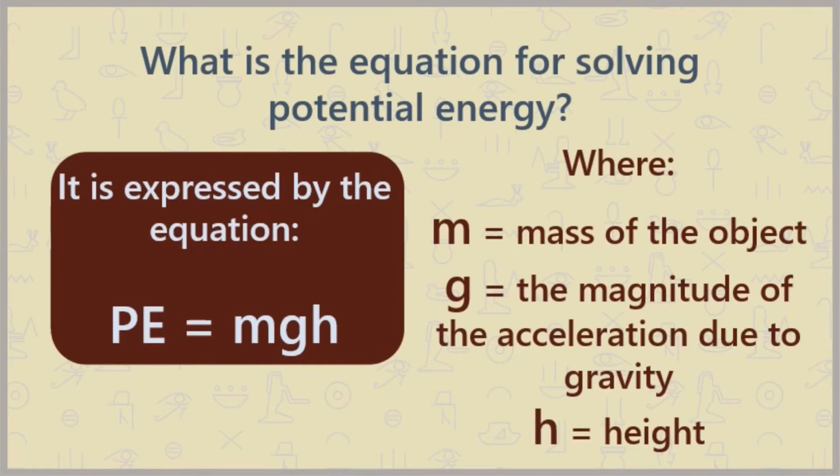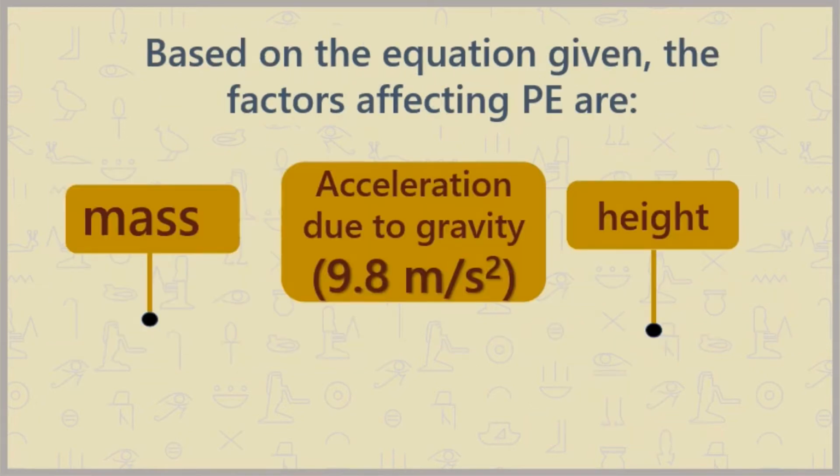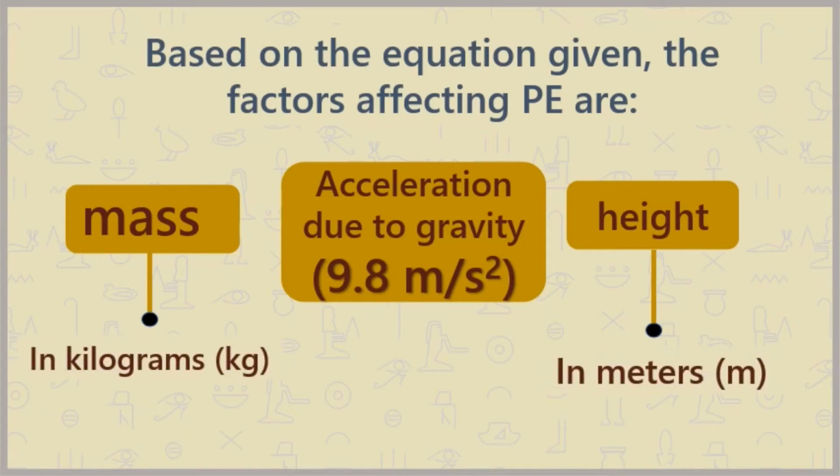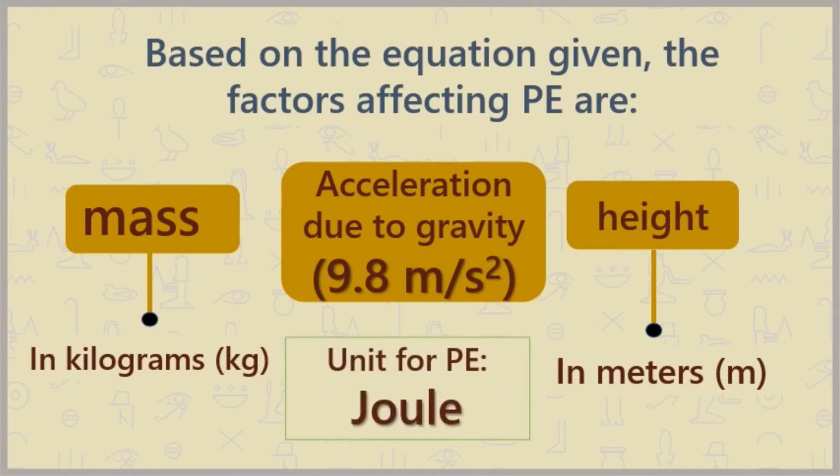Based on the equation given, the factors that affect potential energy are mass, height, and acceleration due to gravity. Now, as you can see, acceleration due to gravity is equal to 9.8 meters per second squared. So this value is constant. What is the unit for mass? We have it in kilograms, and for height, it is in meters. The unit for potential energy is joule, just like in work. Understood?